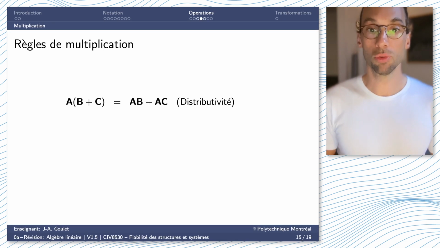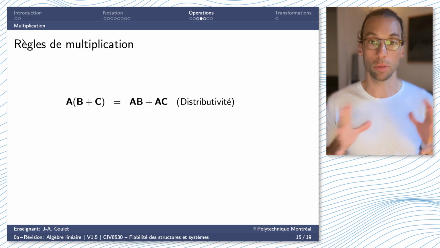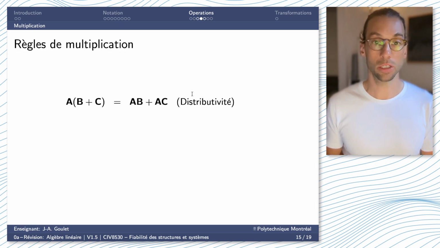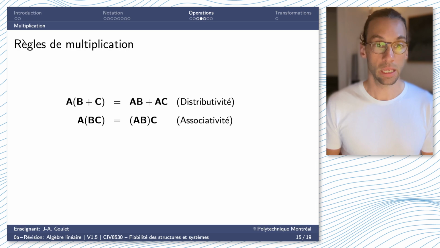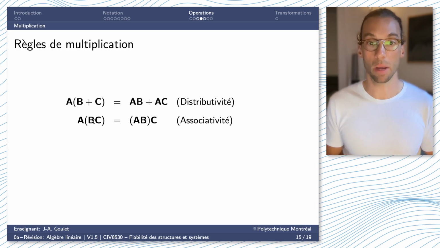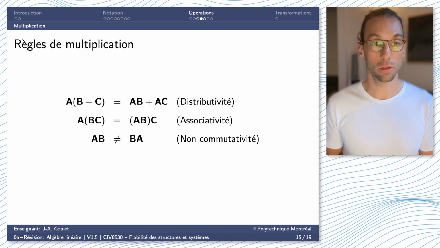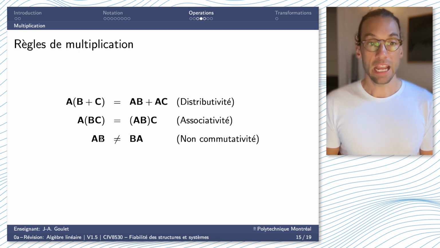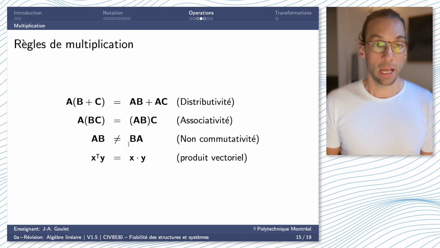There are some specific rules we can use with linear algebra for the multiplication of matrices. The first one is distributivity. If I have parentheses like this, A times (B plus C), I can distribute my A inside my parentheses. Then I can use associativity. If I have parentheses like this over multiplication, I can move around the priority of my operations without changing the result. If I have A times B, in most cases it's not equal to B times A. It's not commutative.